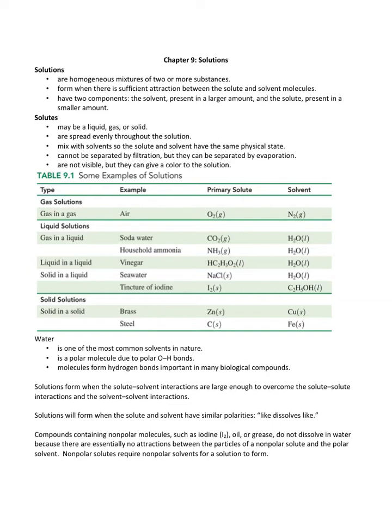Water is one of the most common solvents ever in nature. And in fact, it's what we're going to use most often in this course. Water is what we call a polar molecule due to polar OH bonds. And polarity just means that you have opposite poles. In this case, we're talking about charge. One end of the water molecule is more negative than the other end. So you have two poles, a negative pole and a positive pole. Water also forms hydrogen bonds, which is really important in a lot of biological compounds. So water is a really, really important solvent. And again, it's the solvent we're going to use most often in this course.